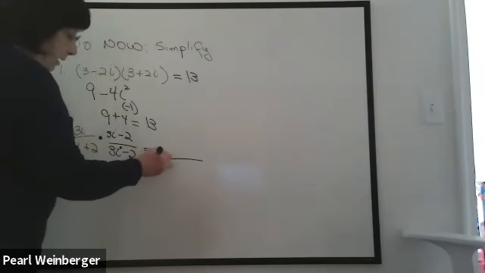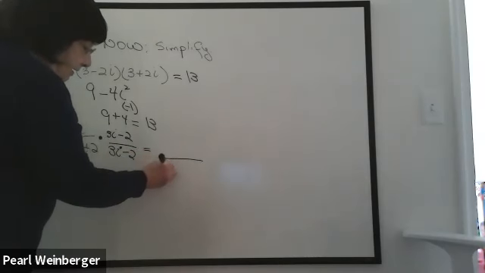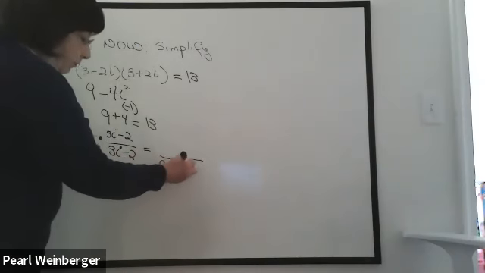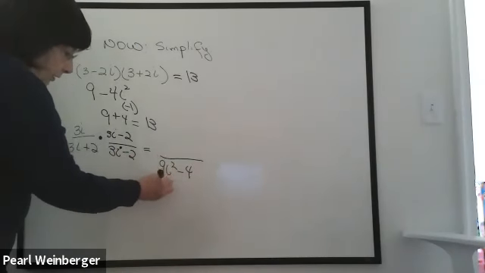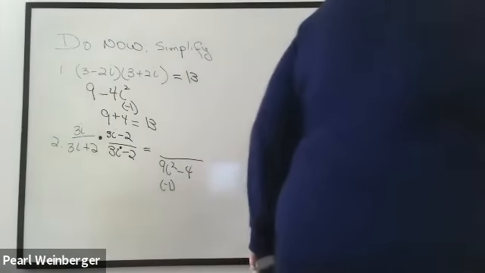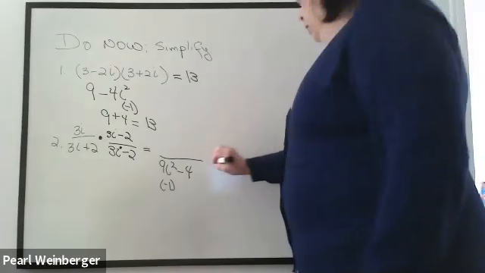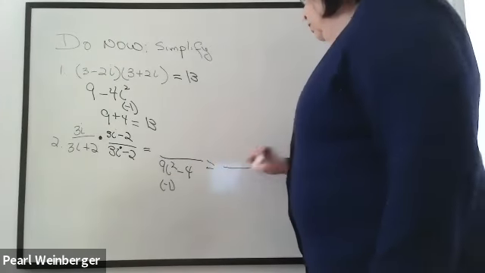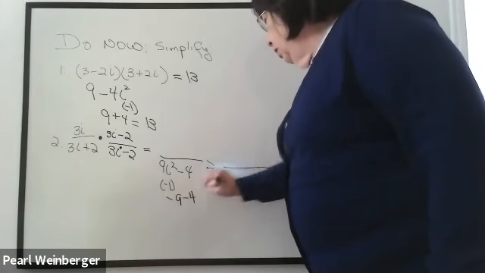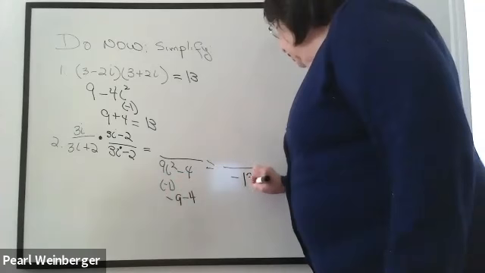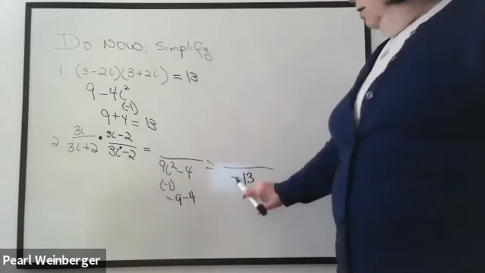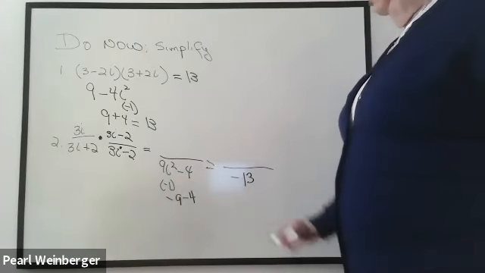3i times 3i is 9i squared. 2 times negative 2 is negative 4. This makes this a negative 1. So therefore, in my denominator, I end up with negative 9 minus 4, which is negative 13. My denominator turns out to be the real number, negative 13.